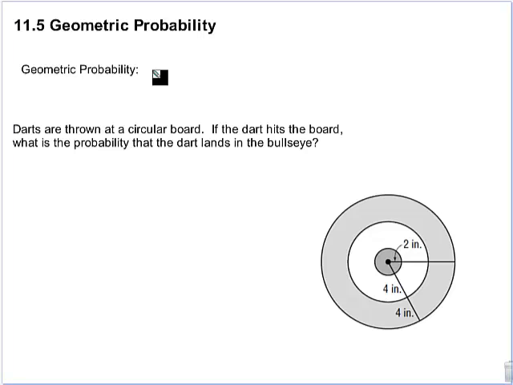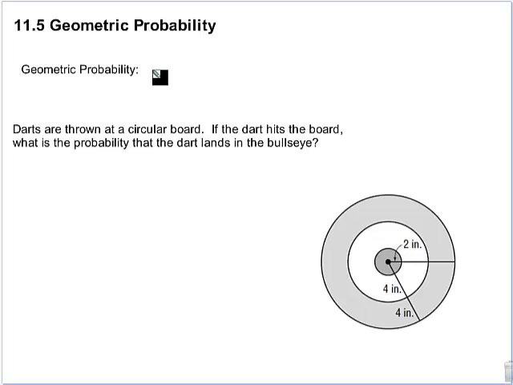All right, so we are going to find geometric probability. Let's first start talking about what probability is. What does probability mean? It means how many out of... The possibility of something happening. Right, the possibility of something happening.